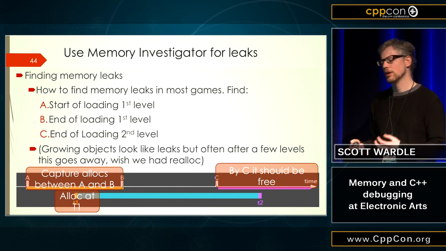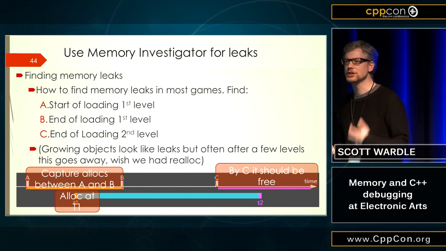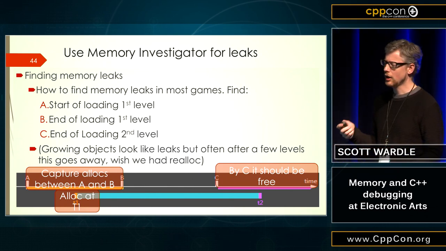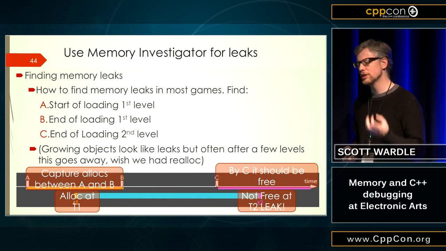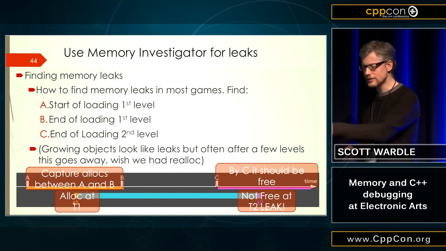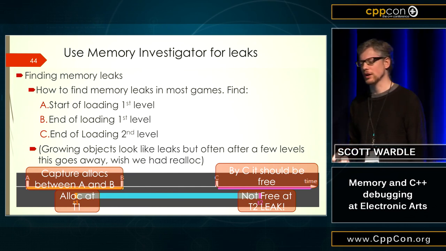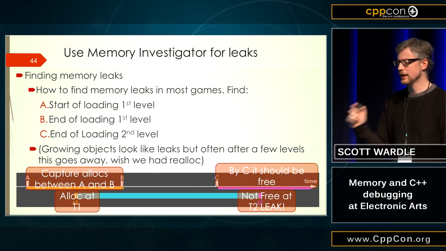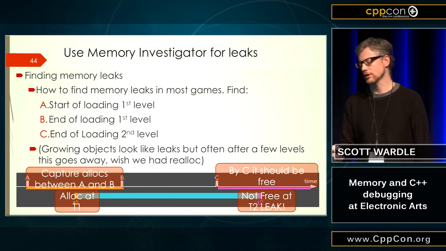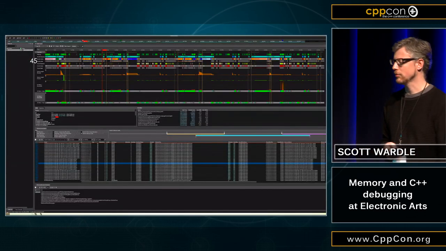So, for example, if I've got this allocation at time T1, I want to make sure that it's freed before C. In this case, it's freed after C. It is freed, but it's still a leak because it's adding to my high watermark. I said it was going to be freed, and it is not. And so I need to go dig into this and find out what that problem is.